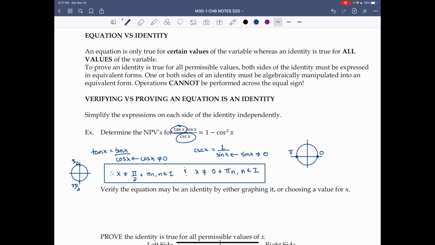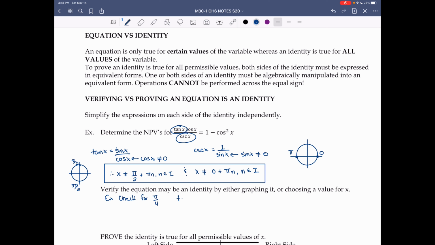Verify the equation may be an identity by either graphing it or choosing a value for x. So if you graph it and see that the graphs lie on top of each other, then it should be an identity. Or if you pick a value and sub it in. Example, let's check the equation for pi over 4. I'm choosing pi over 4 because then my x and y values are the same. They're both root 2 over 2. That'll make my life easier.